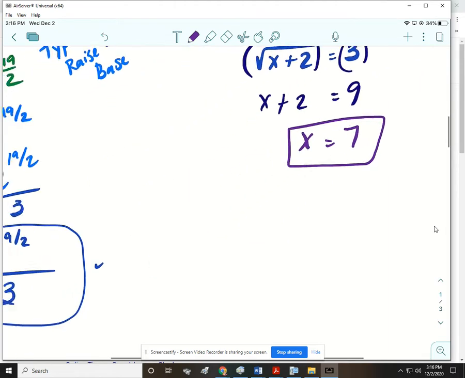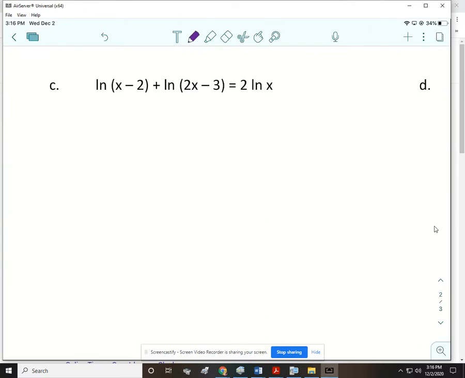All right, let's look at C. Hopefully my Apple Pencil won't die before we get finished with it.